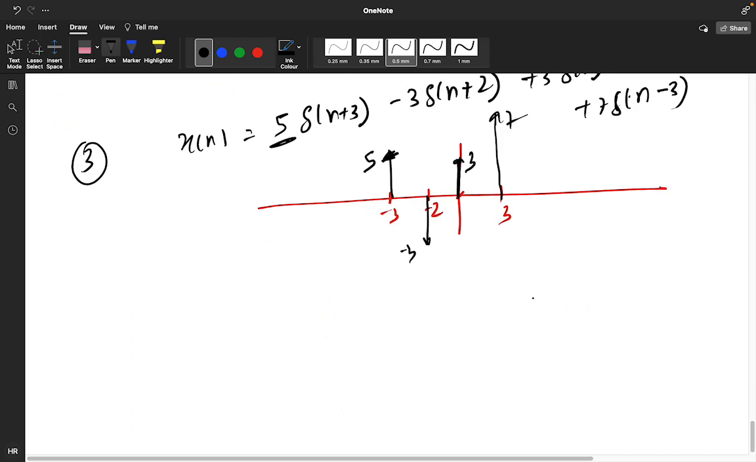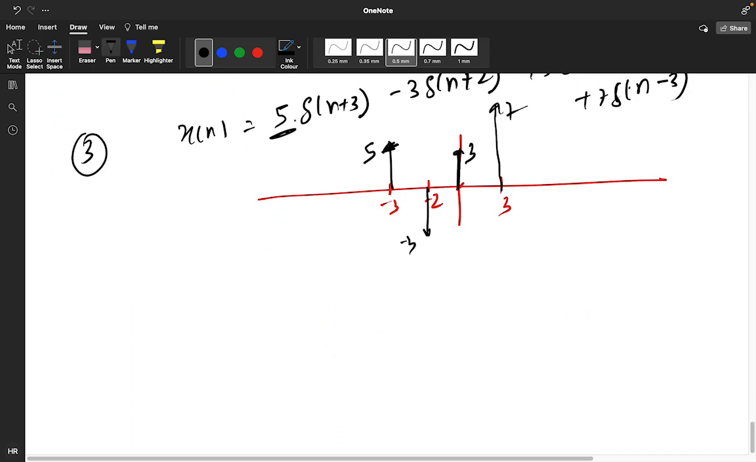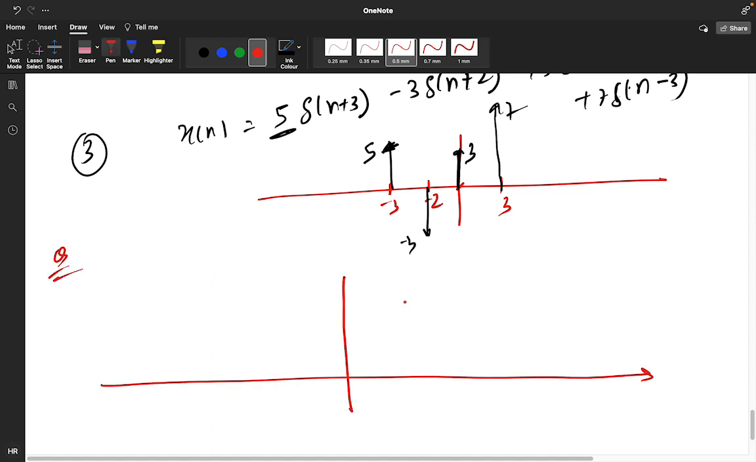So suppose anyone has given you some particular figure like this, x of n, right? How will you write it? Wait, just wait.